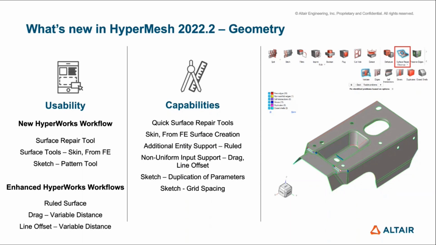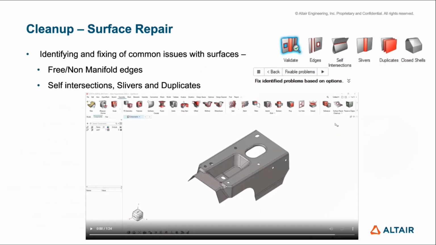The other new tools that we added under sketch are the pattern tool that are coming from the new sketching library. And we also have enhanced the current workflows, adding the non-uniform distances for drag as well as line offset. So I'll go more in detail on the capabilities as we go further.